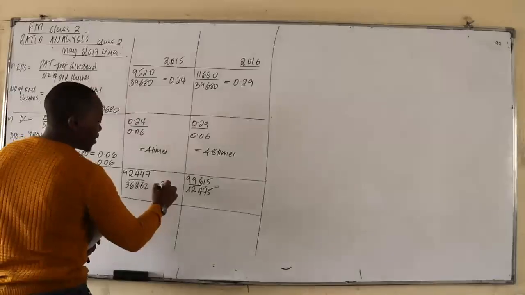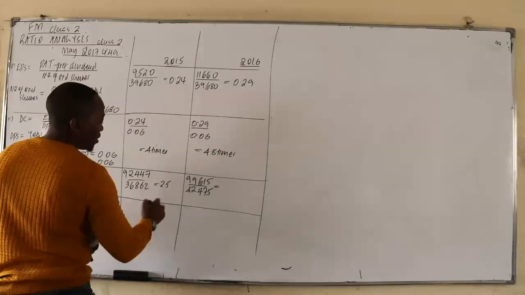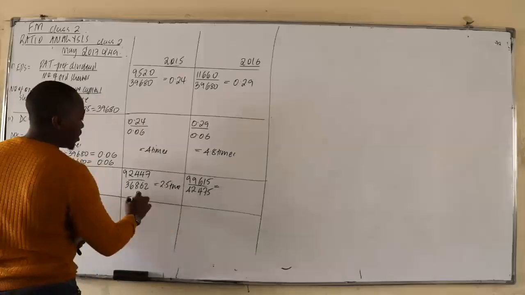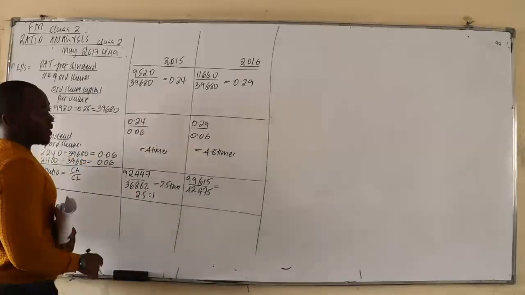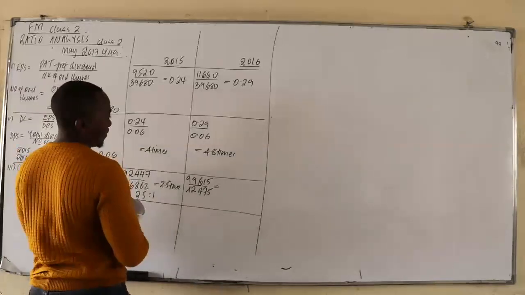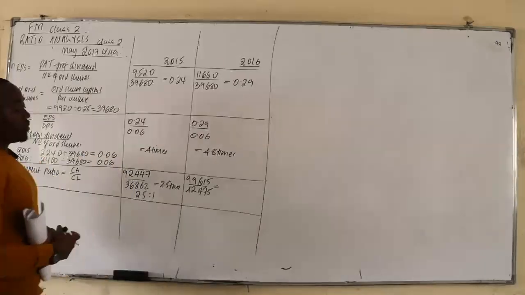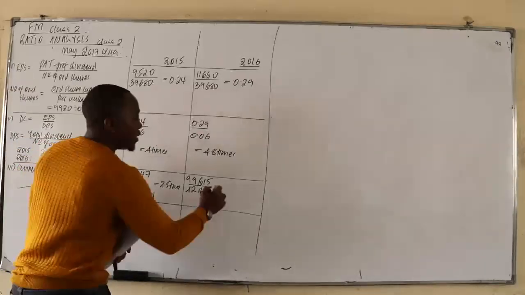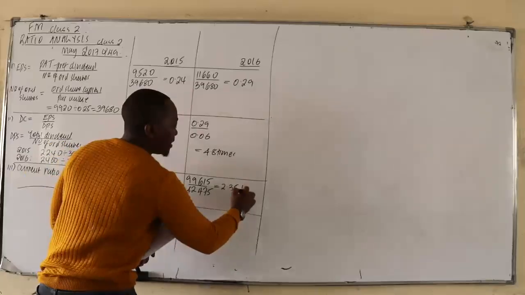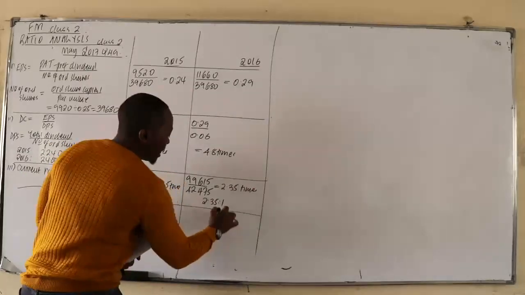That gives 2.51 times, or 2.5 is to 1. Then for 2016, we get 2.35 times, or 2.35 is to 1.